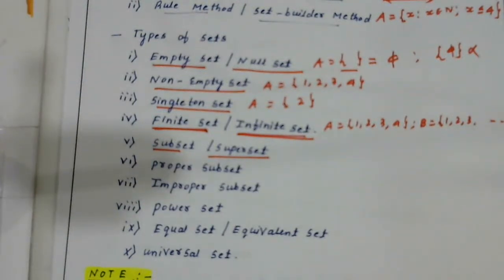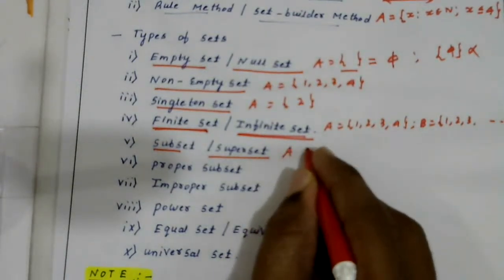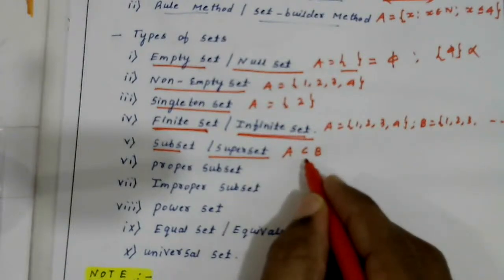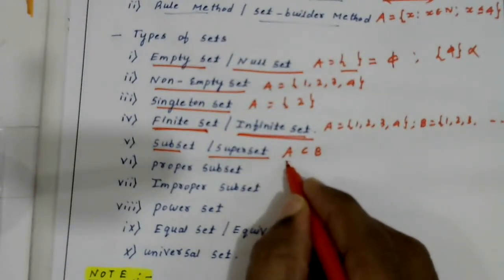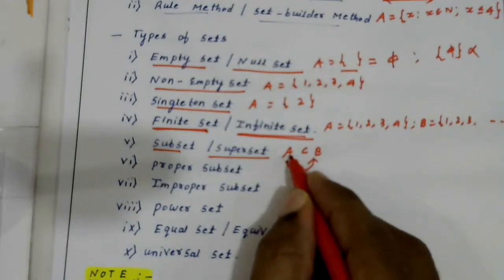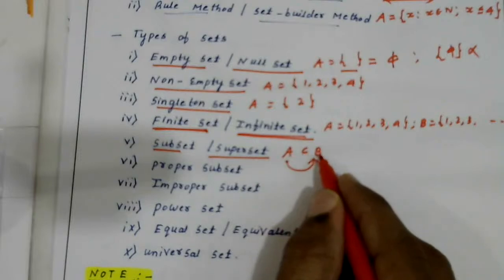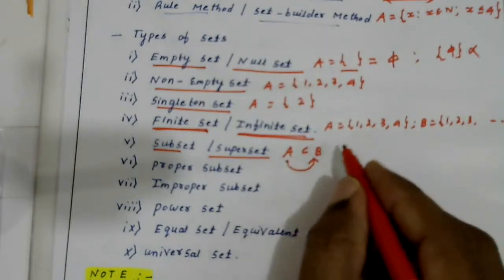So when do you say a particular set is a subset of another set? Suppose A is a subset of B. When do you say A is a subset of B? This is the notation for subset. If every element of A is present in B, then A is said to be a subset of B. Or we can say B contains A, right?